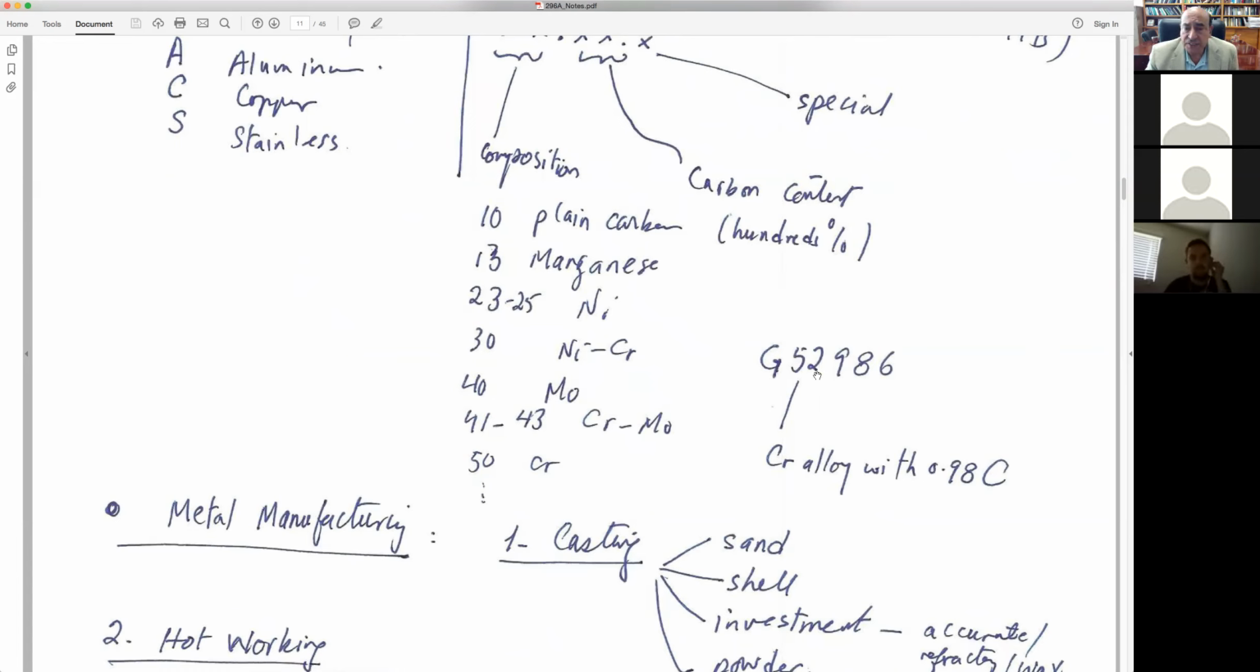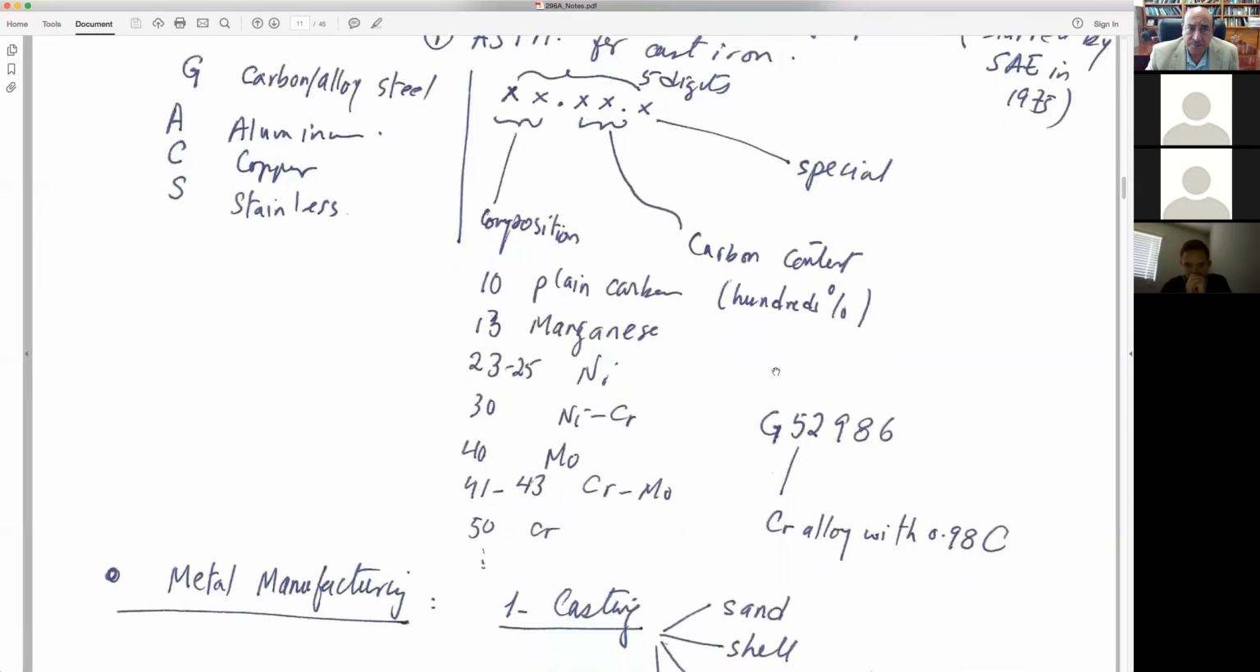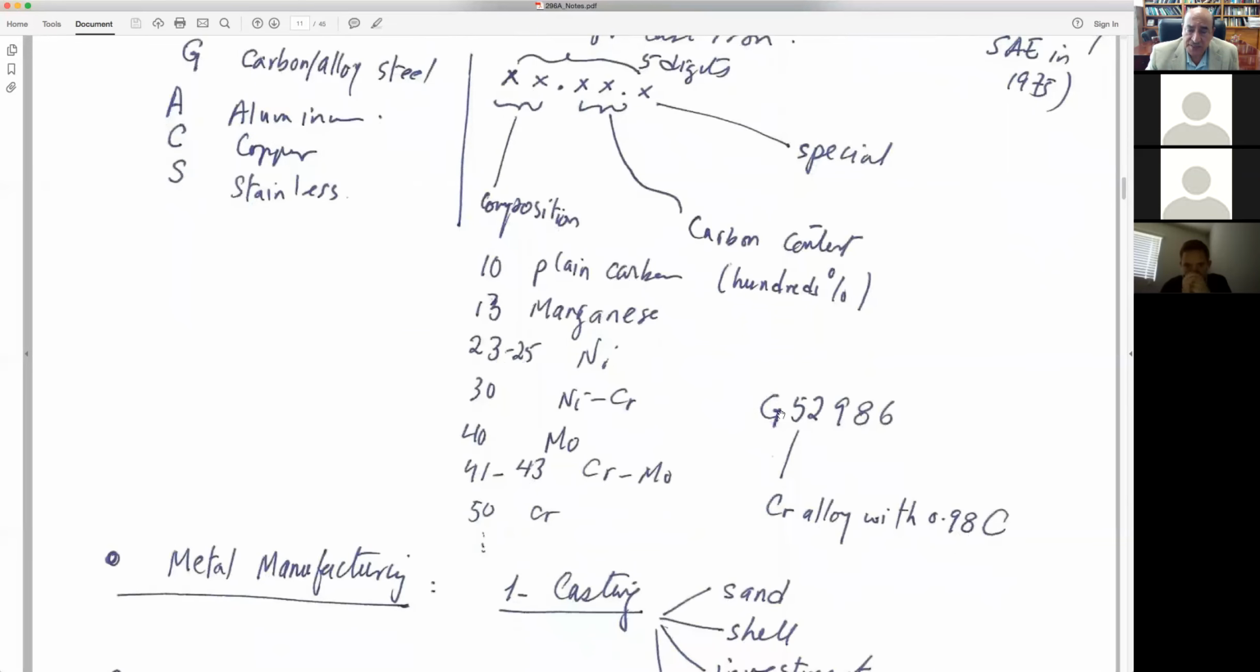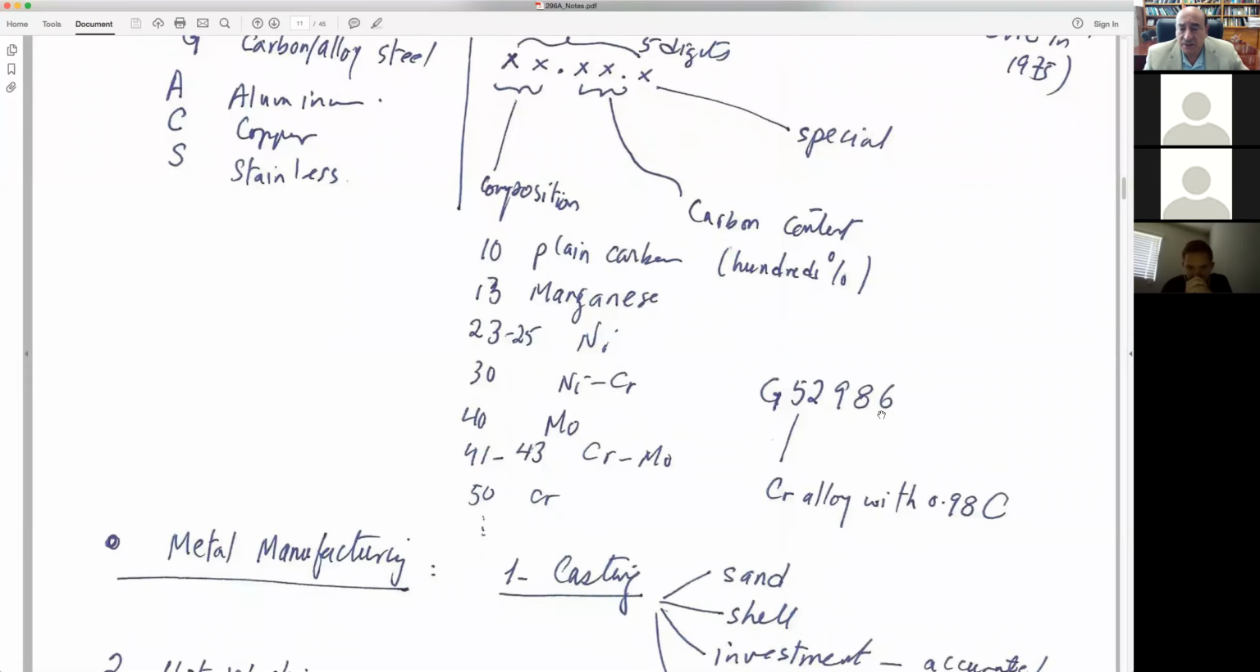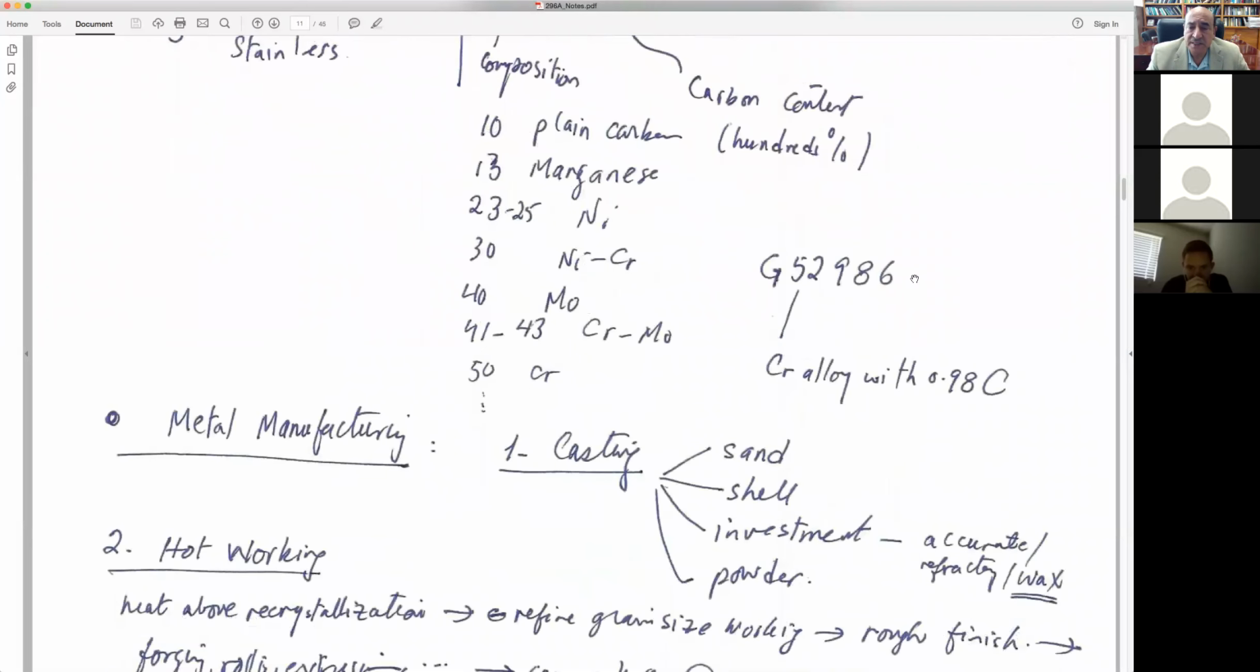So for example, G52986 means that this is carbon steel, carbon or alloy steel, and 52 means it's chrome. It's a kind of expensive material, and 98 is the 0.98% carbon, and it has some kind of alloy heat treatment that's indicated by 6.